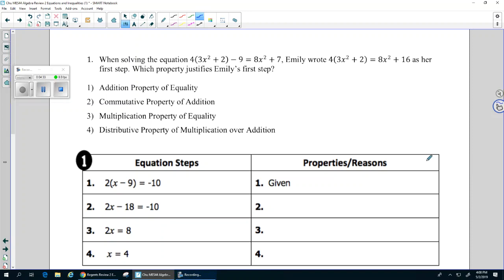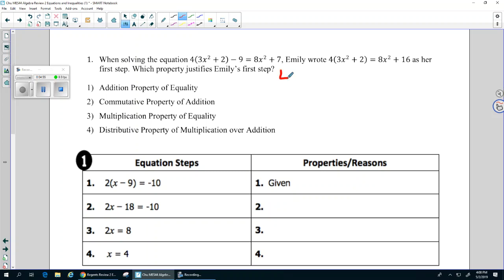First question says, when solving the equation 4 times (3x squared plus 2) minus 9 equals 8x squared plus 7, Emily wrote 4 times (3x squared plus 2) equals 8x squared plus 16 as her first step. Which property justifies Emily's first step? So it's really difficult for me when I'm reading it like this because it's not written in a way I usually see. So I'm going to rewrite it.